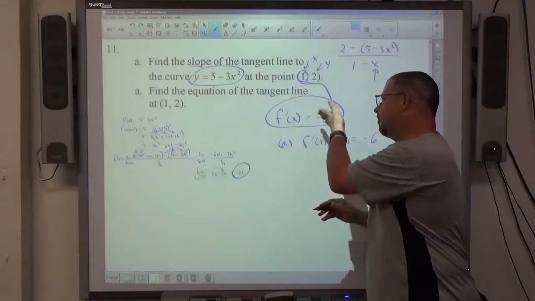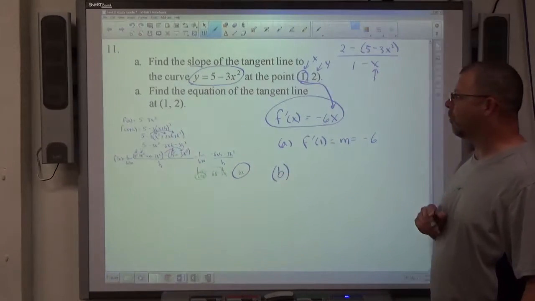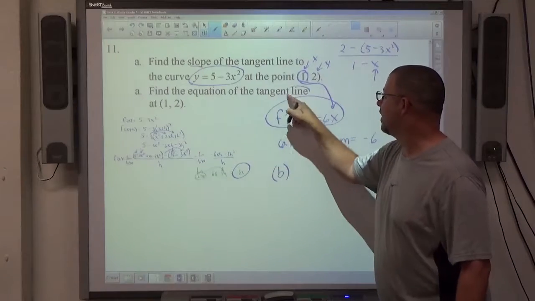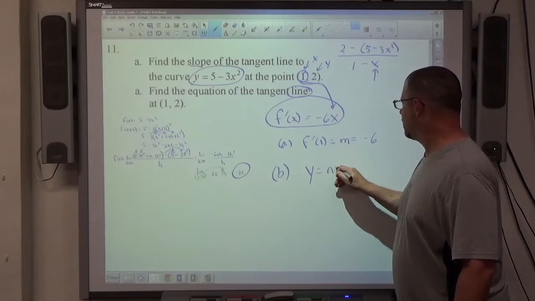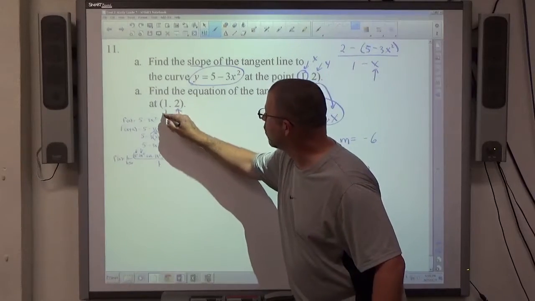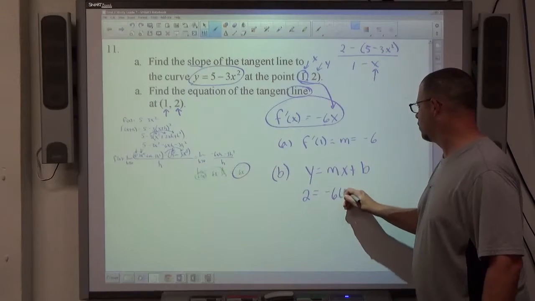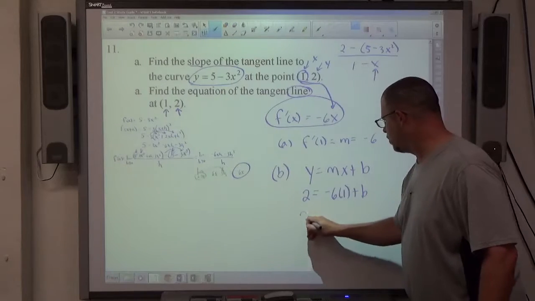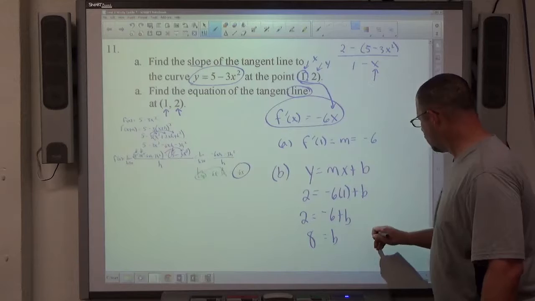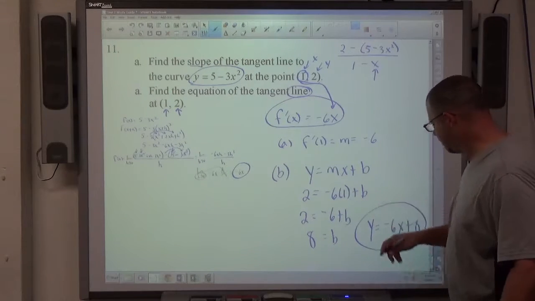Once I've found my derivative, I just apply the slope formula. For part B, find the equation of the tangent line at 1, 2. This is just algebra 1 again. I've got a slope, I've got a point, and I'm trying to find the equation of a line. Y equals mx plus b is my structure. Y is 2, x is 1, and m is negative 6. So 2 equals negative 6 plus b, so b is equal to 8. So y equals negative 6x plus 8 will be the equation of the tangent line.